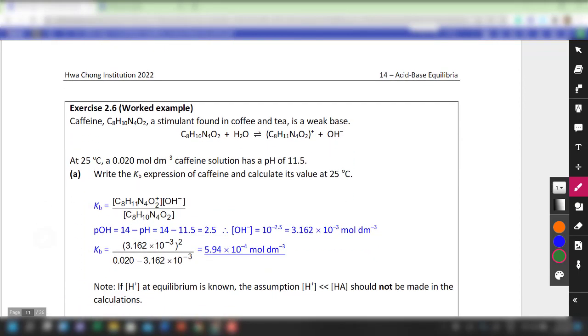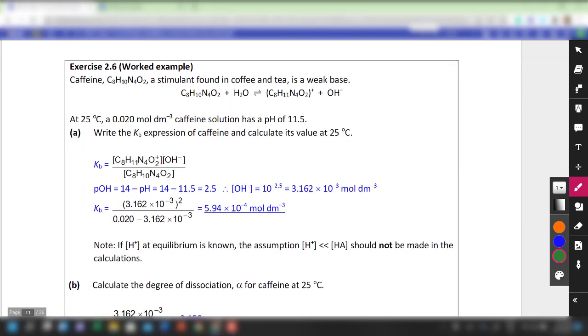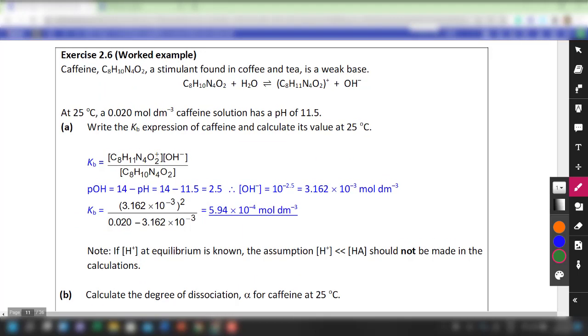Okay, and then we have a work example, exercise 2.6. So over here we have a stimulant, caffeine, which is a weak base. So you need to read the question very carefully so that you know whether they are dealing with weak base or weak acids. Okay, so we have a weak base over here which ionizes again partially to give us the conjugate acid and OH minus.